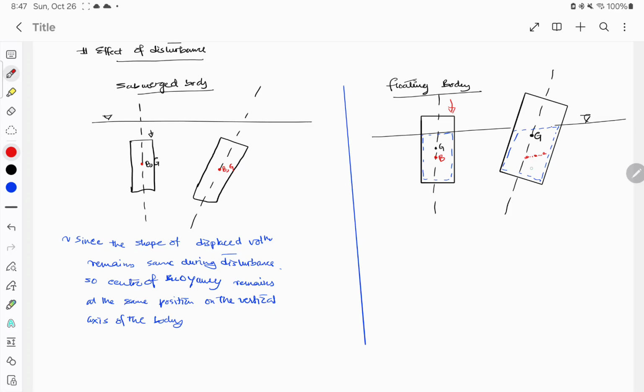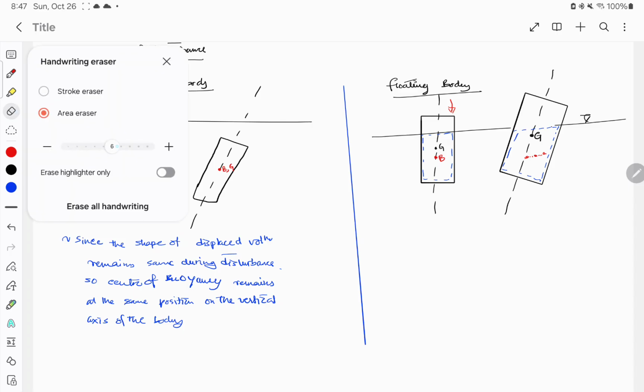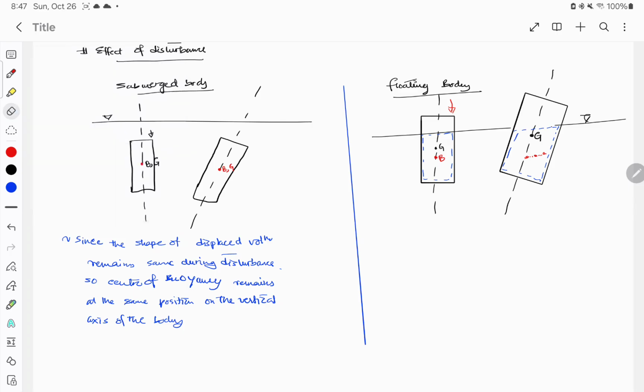Maybe here, maybe here, maybe here. It can be anywhere, depending upon where the center of buoyancy is. You can see that in the previous case, the center of buoyancy was not changing. However, in case of a floating body, the center of buoyancy is trying to shift in the right direction.